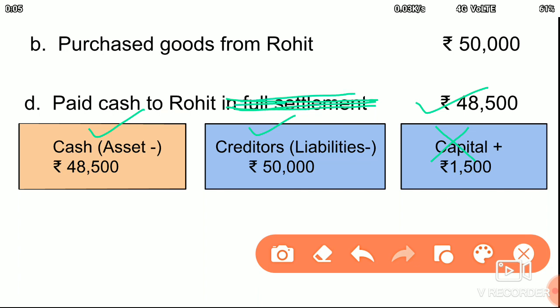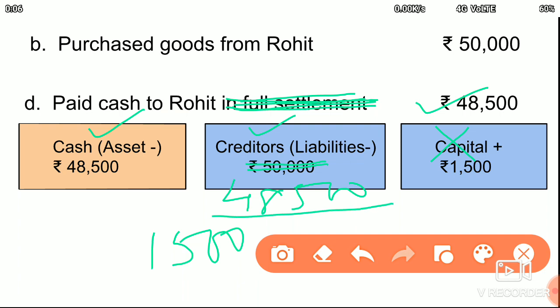If the account is not fully settled, then we will have to decrease the creditor by 48,500 as the payment of cash was 48,500, and we won't decrease the creditor by 50,000 rupees. We will decrease the creditor by 48,500 as the account is not fully settled. So in that case, there will be a balance after this. There will be a balance of 1,500 which will be paid. We will decrease the creditor by 48,500 and then there will be a balance of 1,500 to be paid in future. So if the account is not fully settled, then there will still be a balance of creditors of 1,500.